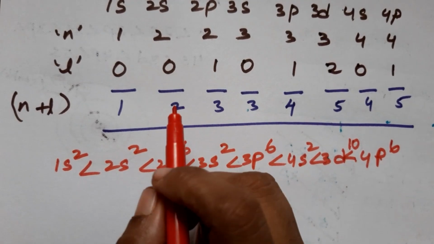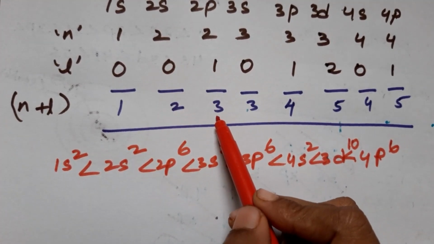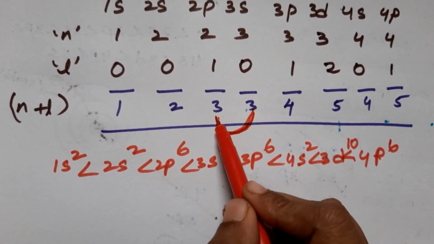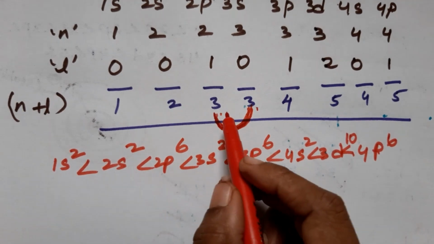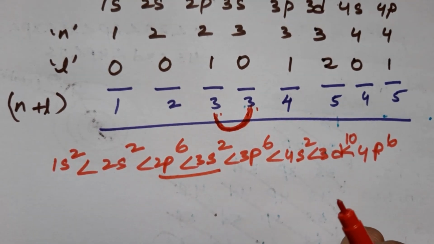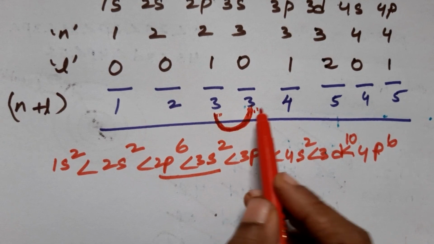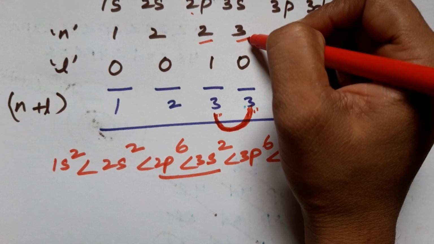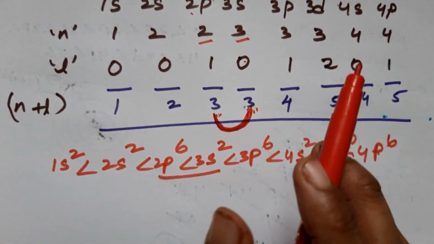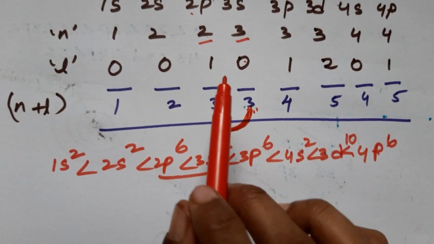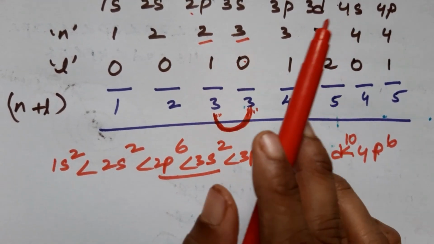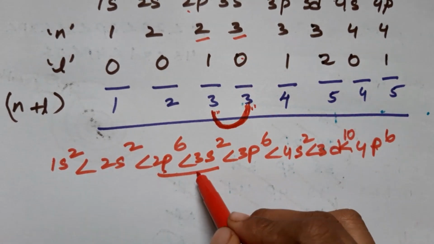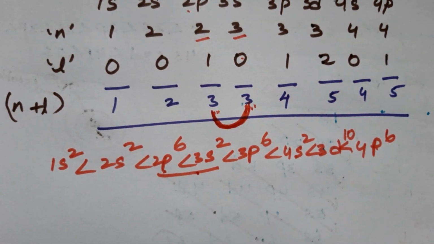How it is filled: here the value is 3 and 3. On comparing these n plus L values, if you observe 2p and 3s, these are 3 in number. But the n value is 2 for 2p and 3 for 3s. If the n plus L value is the same, then we have to observe the n value, which is having the lowest energy. Here 2p is having lower energy when compared to 3s. So I wrote it like this.